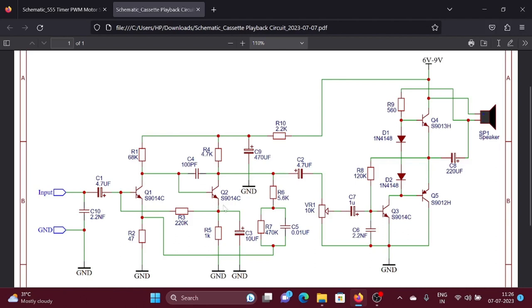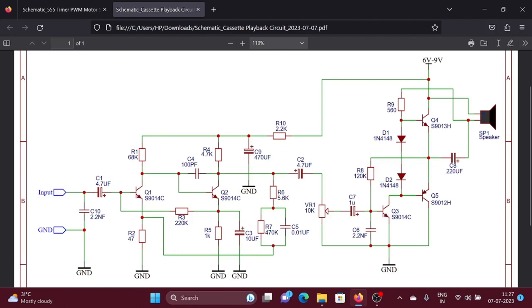There is another feedback network, this one. It uses R6, R7 and C5. This is basically an equalization network. And here is the coupling capacitor that is used to remove the DC offset. And the output of the amplifier is connected to the input of the power amplifier. This 10k ohm potentiometer is used to adjust the volume. And this is the driver transistor for power amplifier. And basically Q4 and Q5 form a push-pull stage.